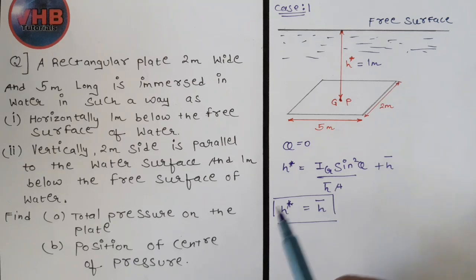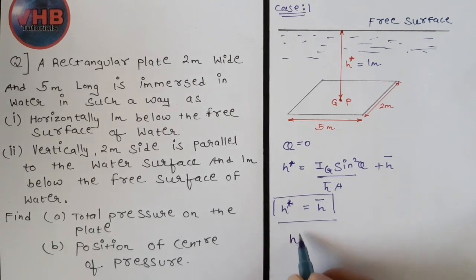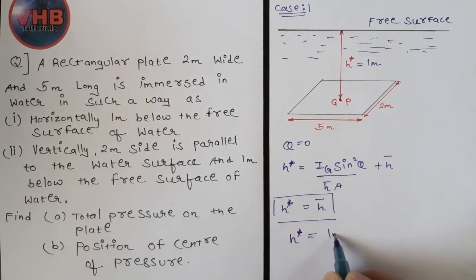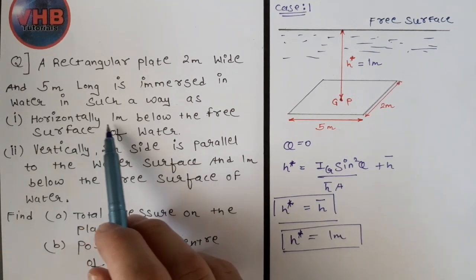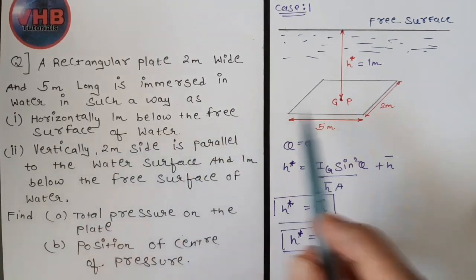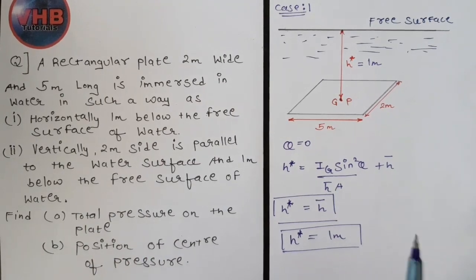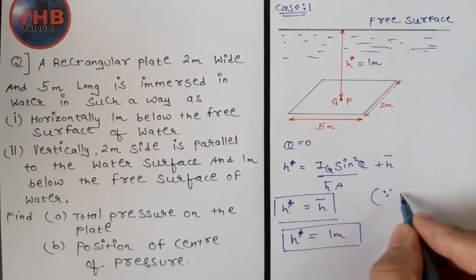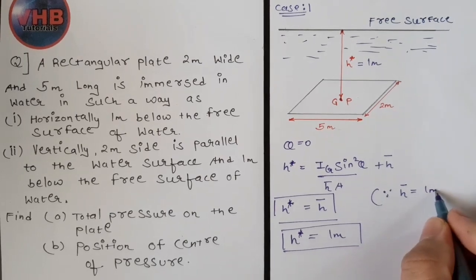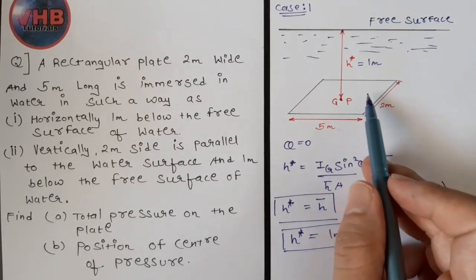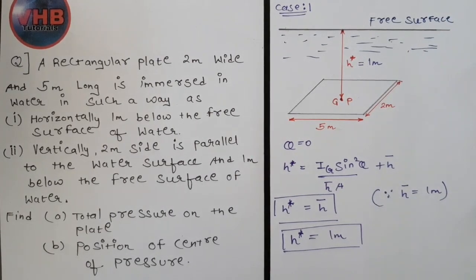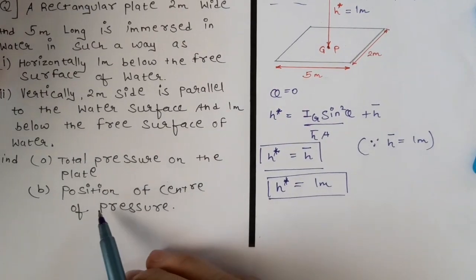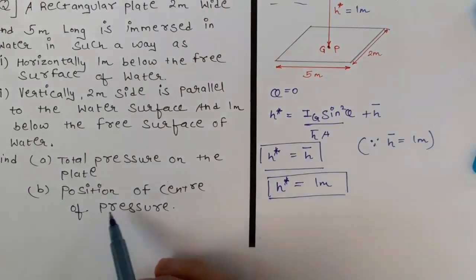That means here h star will be equal to 1 meter, because it is given that the plate is kept 1 meter below the free surface of the water. So h star is equal to 1 meter because h bar is 1 meter. h bar is the height of the centroid of this rectangular plate from the free surface of the liquid. So the second condition, the position of the center of pressure, we have found.